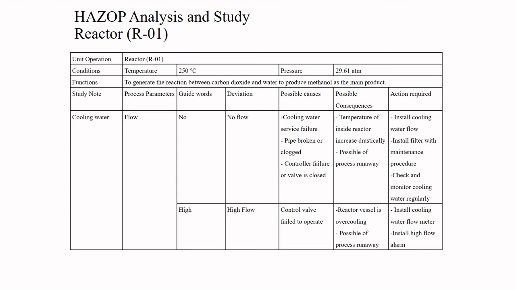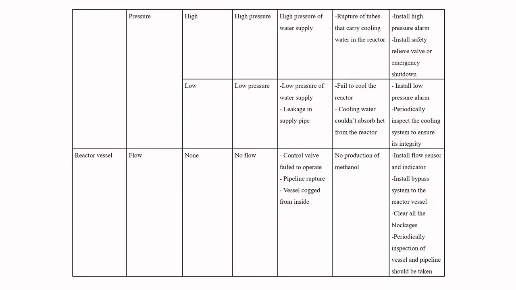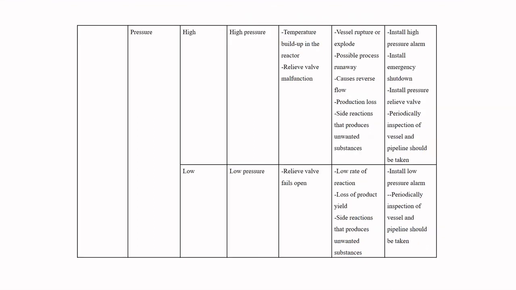There are also other study notes for the reactor, and we also conduct analysis on other possible parameters in the reactor, which is temperature. We also have another study note, which is the reactor vessel, and its parameters are flow, temperature, and pressure. These are our SF analysis study for the cooling water and the reactor vessel in the reactor.